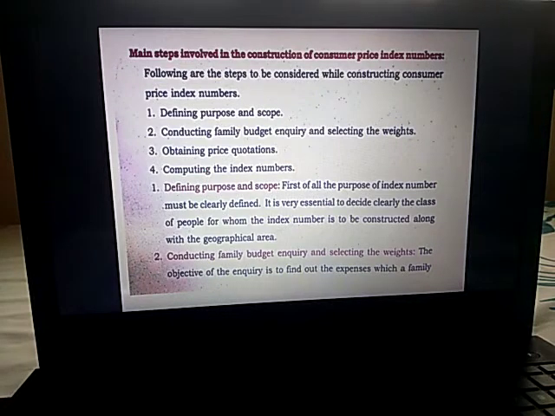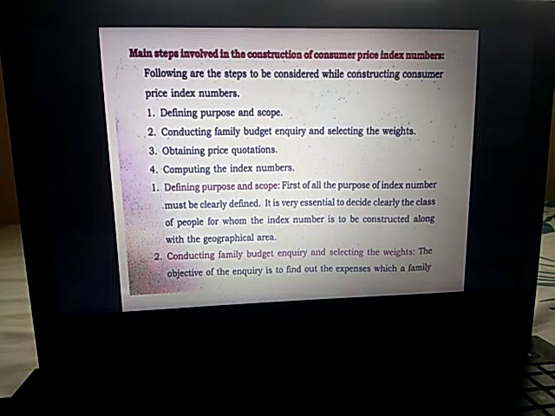Hello students, we'll start by discussing the main steps involved in the construction of consumer price index numbers. There are 4 steps. The first step is defining purpose and scope. First of all, the purpose of the index number must be clearly defined. It is very essential to decide clearly the class of people for whom the index number is to be constructed, along with the geographical area.